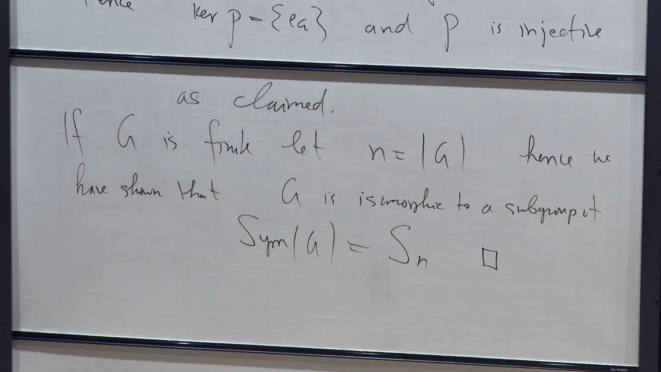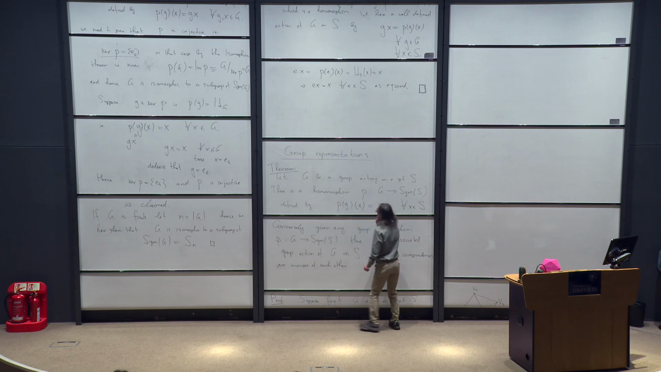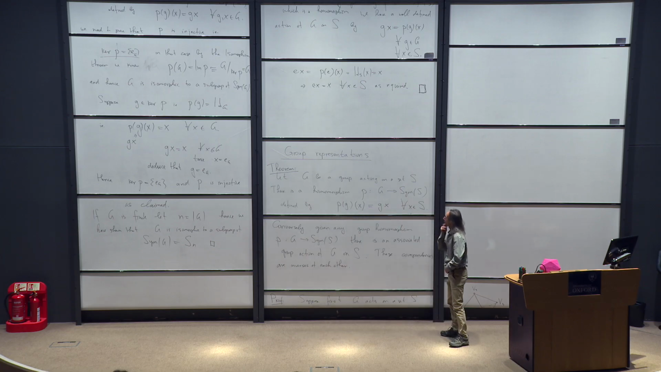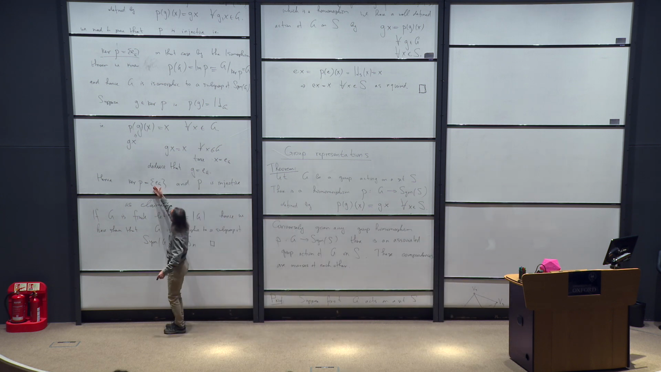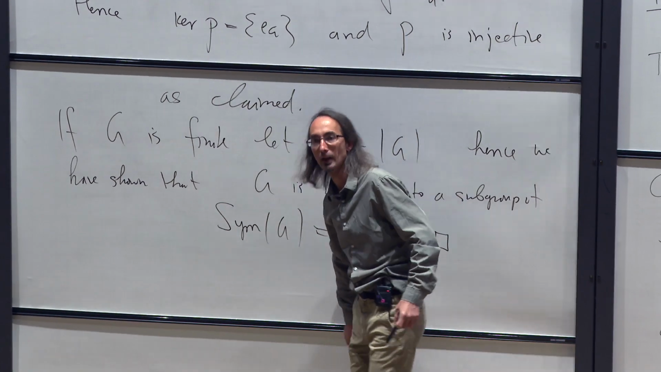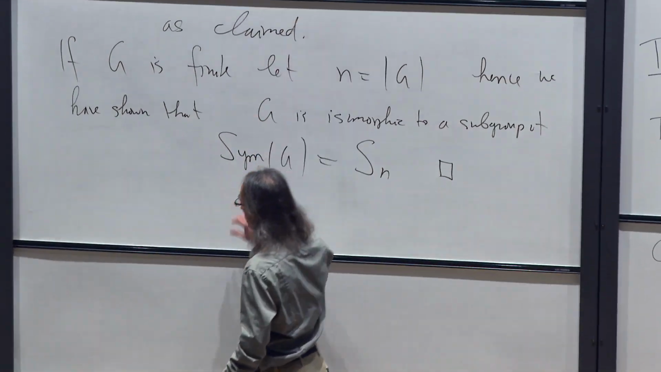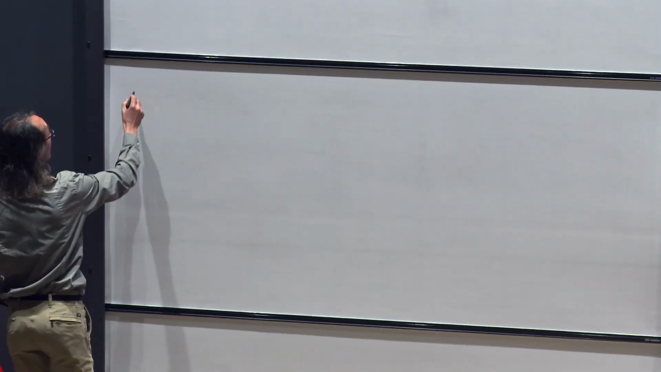And this connection, as you see, the main thing we really had to prove is that the kernel of rho is the identity, and such actions are important. They deserve a name of their own. Such actions are called faithful actions.